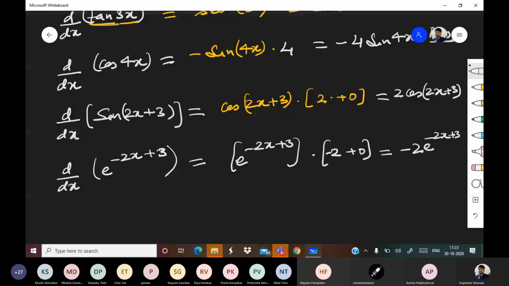Okay. This e to the power type functions you will find in current electricity when charging and discharging of capacitor takes place, or in inductors when e to the power minus Rt by L, that type of factors are there. And this sine and cos you will find in either SHM or waves. So that's why we have studied only this much. All right. Good. Now we are moving further.